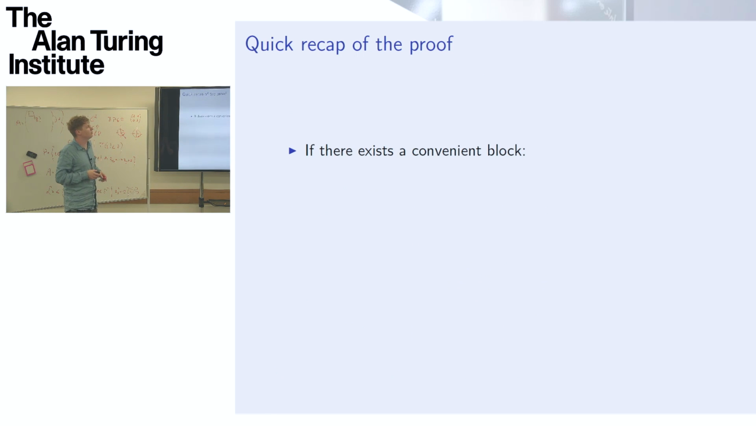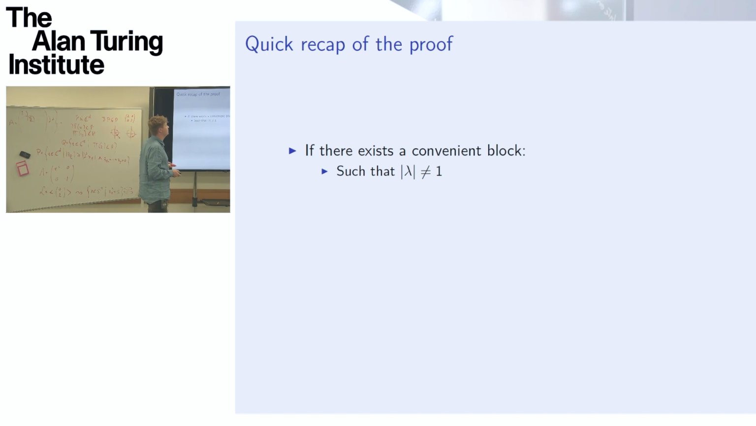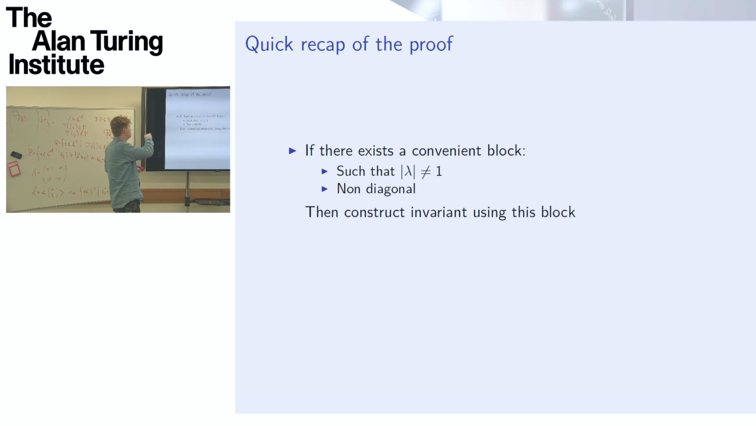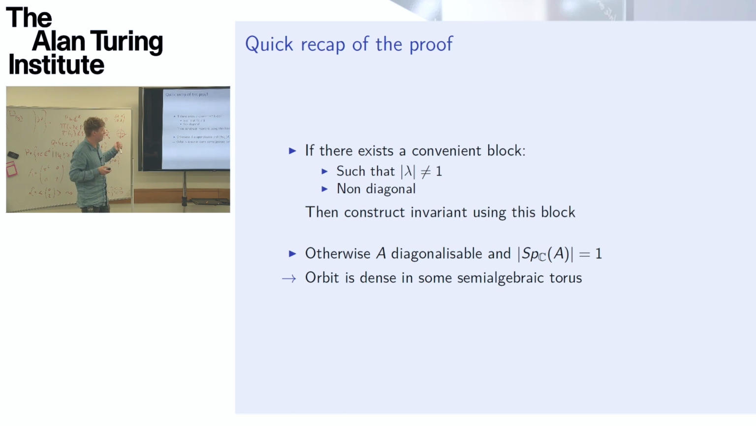Okay, so a quick recap of the proof, then I'm going to go to the conclusion. So the strategy is this. If there exists a convenient block, then we can always construct an invariant using the convenient block, okay? A convenient block is one where I have an eigenvalue that's not of modulus 1, or if A is not diagonalizable, okay? Then I can construct an invariant. Otherwise, A is diagonalizable and all eigenvalues have modulus 1. And then that was the previous case where the orbit is dense in some torus, and I just have to check whether Y is in the torus or not. Okay.